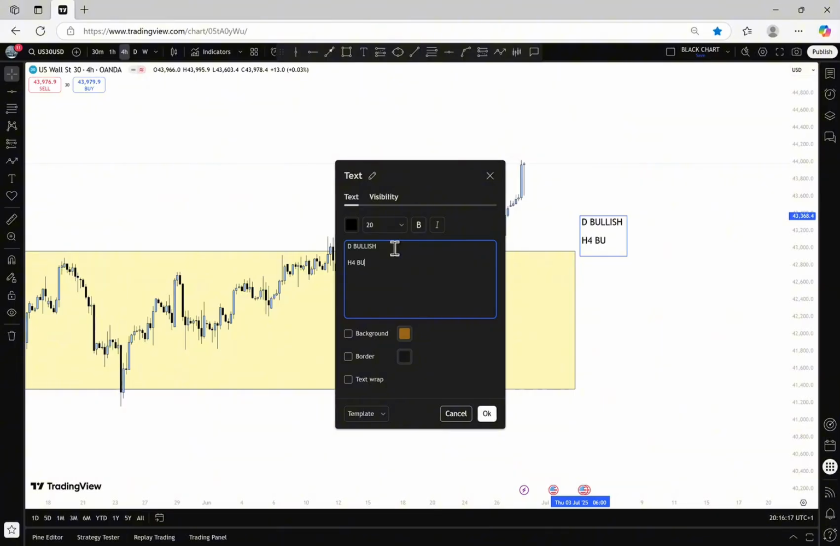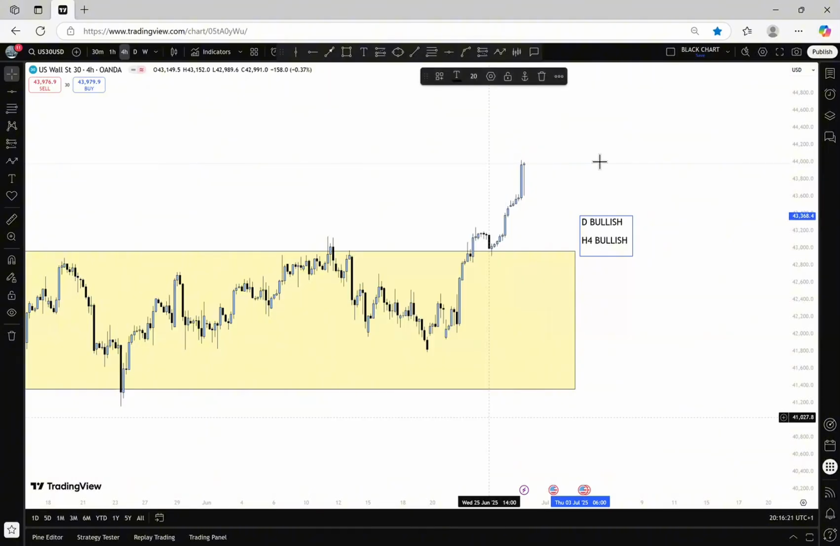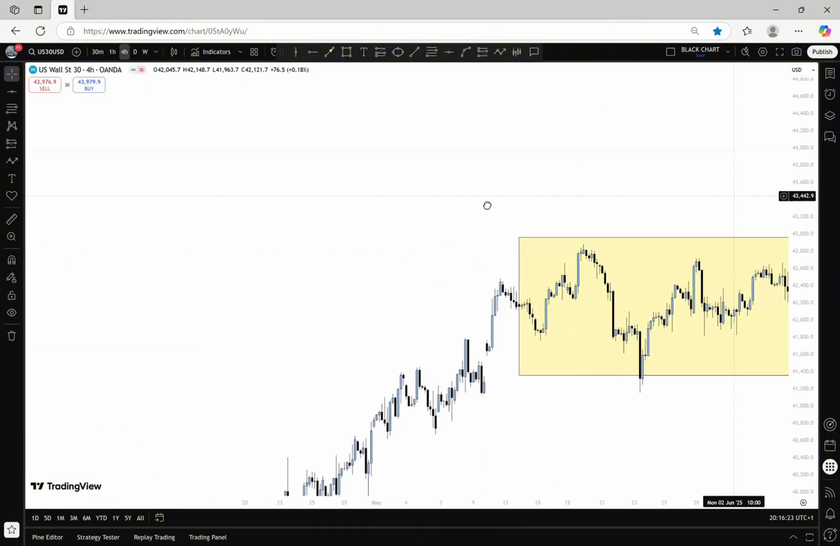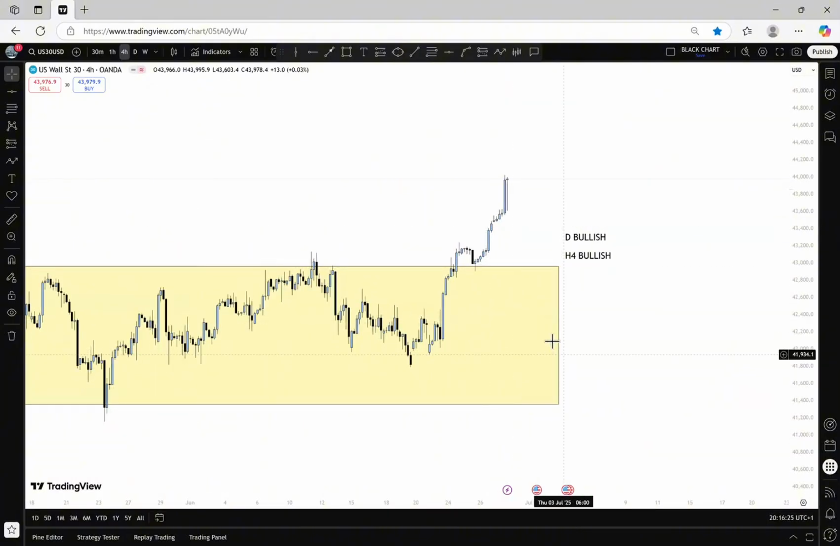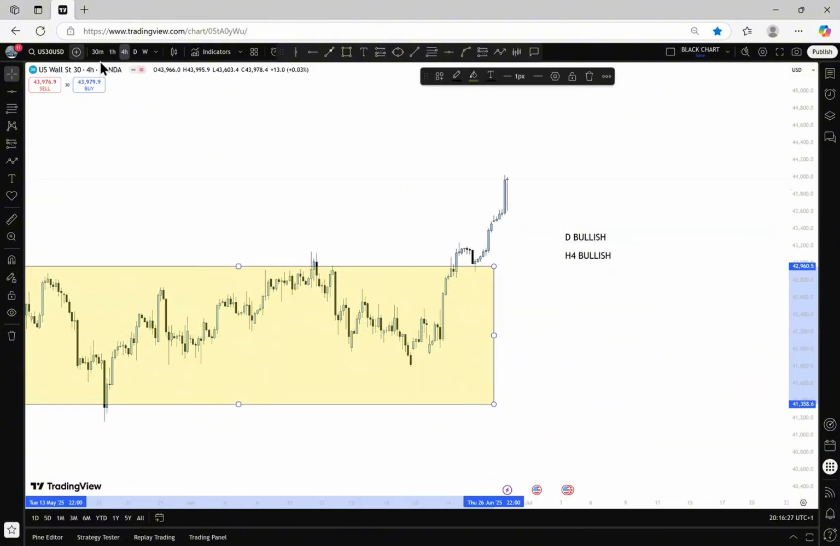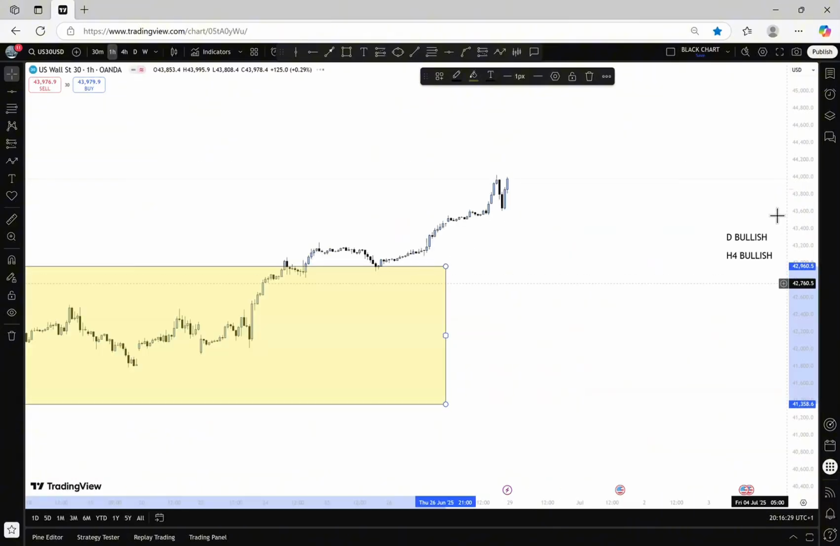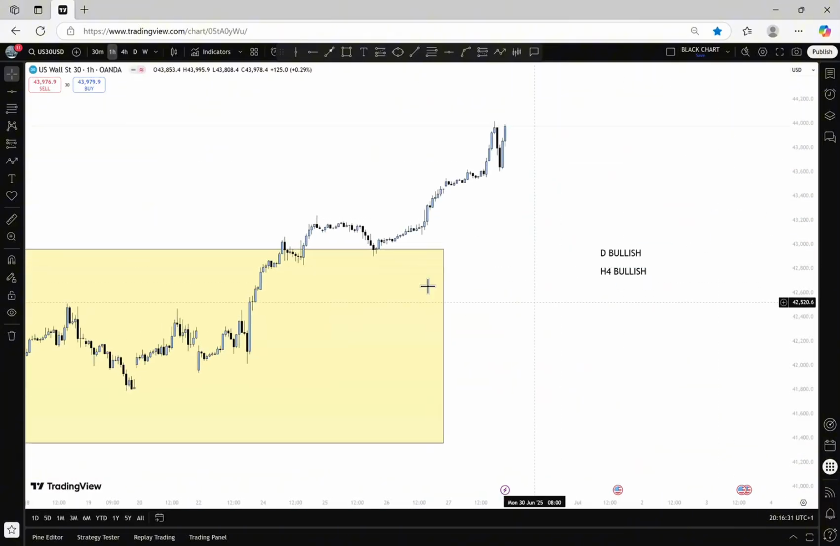H4 is also bullish. Sweet and clean, right? Do you understand? So now what are you expecting? A bullish, a buying opportunity. There's no room for selling here. Let's say we go to the 1-hour time frame, which is my entry time frame right now.